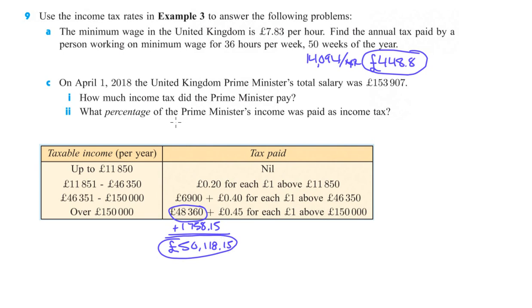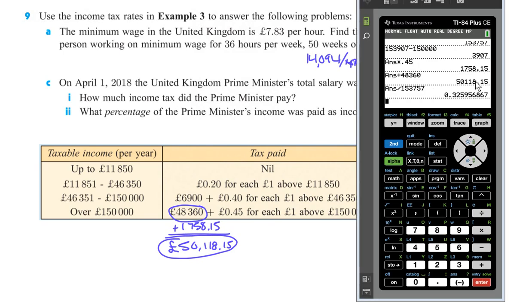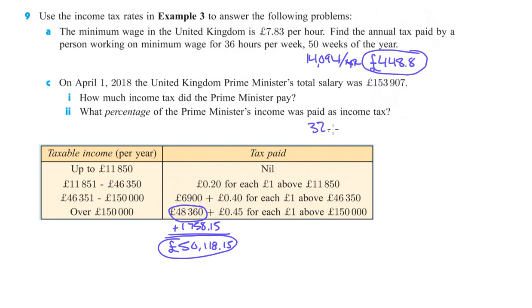Okay. What percentage of the Prime Minister's income was paid in income tax? Well, we're going to actually figure that out then, aren't we? So we're simply going to take that 50,118, the tax, and divide by the total amount that they made, and that tells us a percentage of about 32.6%. So 32.6% of what they made was paid to income tax.